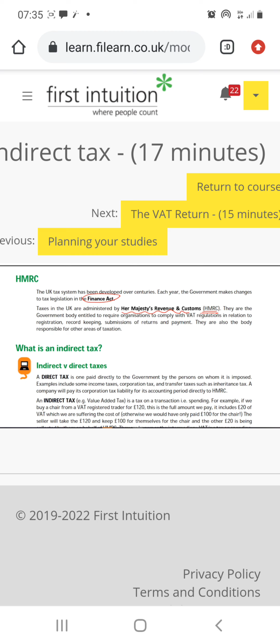So HMRC are actually responsible for a whole range of taxes, but the one that we're primarily focused on in this unit is going to be VAT, although we will look later at some other areas too.